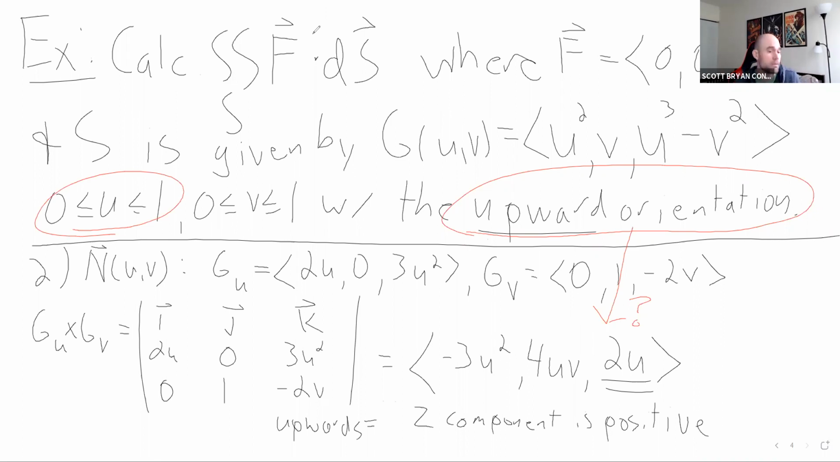The j component is multiplied by negative 1, yes. So it would be negative 4uv times negative 1. I sort of blew through the work just because we know how to take cross products, and that's not the important thing here. Okay, and that is indeed the case here.